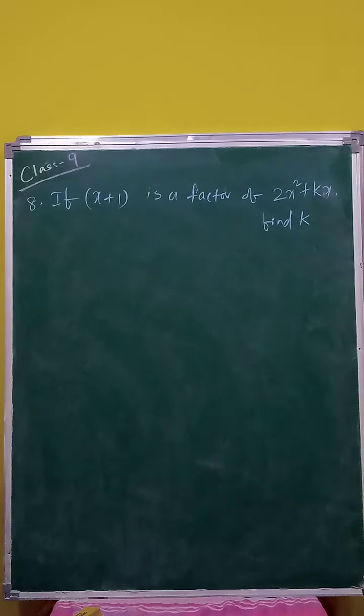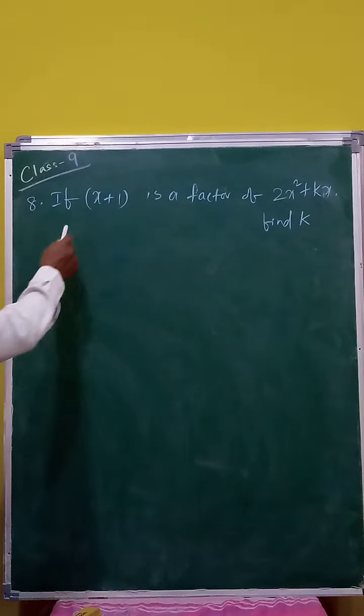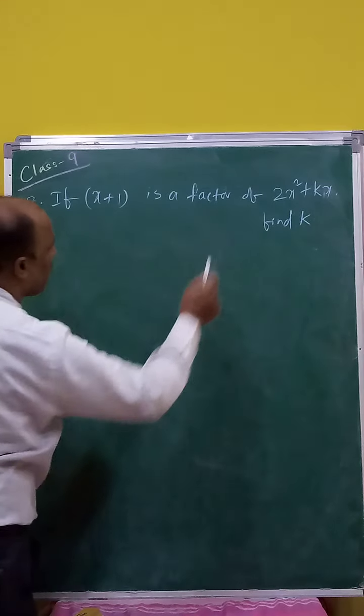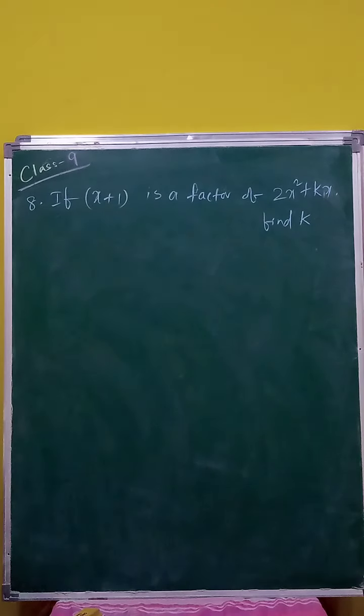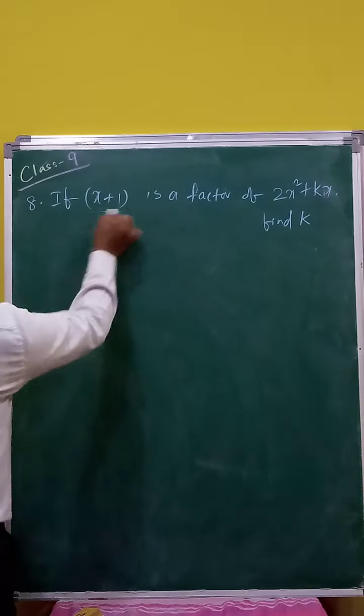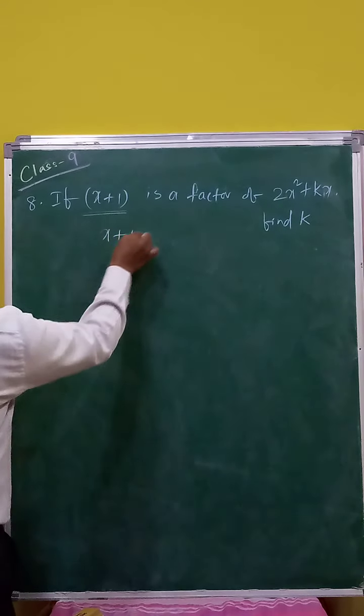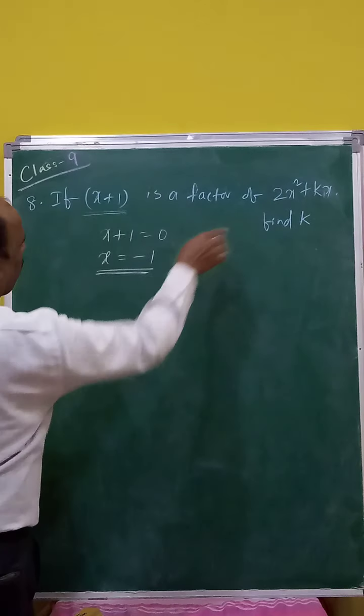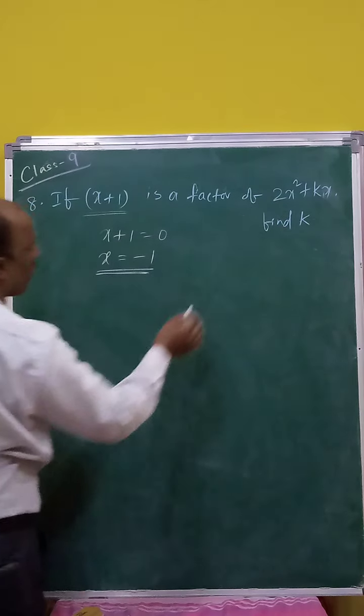Now we will go for the question number 8. If x plus 1 is a factor of 2x square plus kx, find k. X plus 1 is a factor, that means x plus 1 is equal to 0, then x is equal to what is? Minus 1. This value apply in the given polynomial.